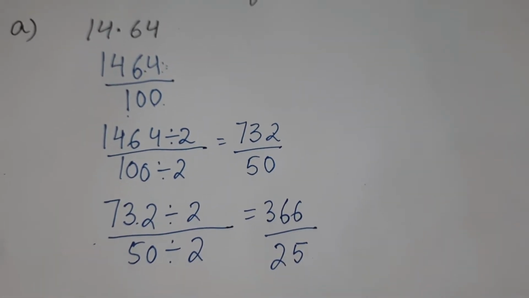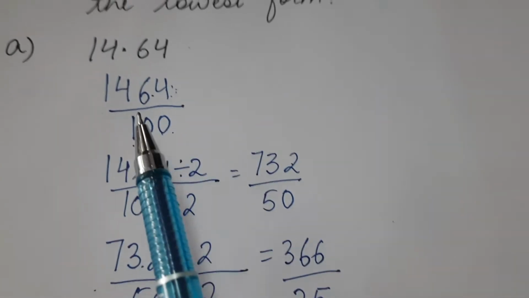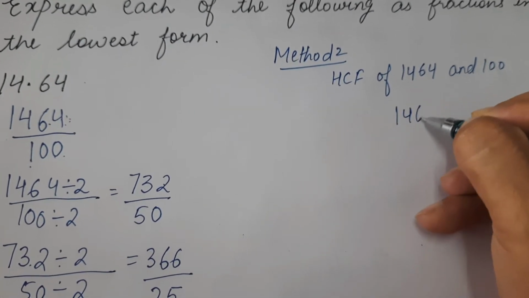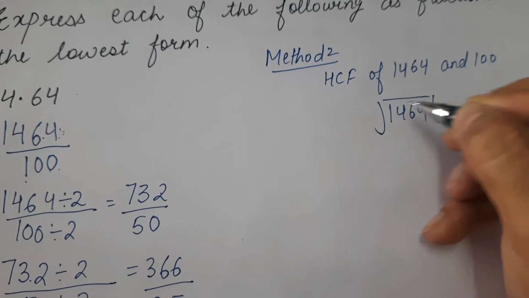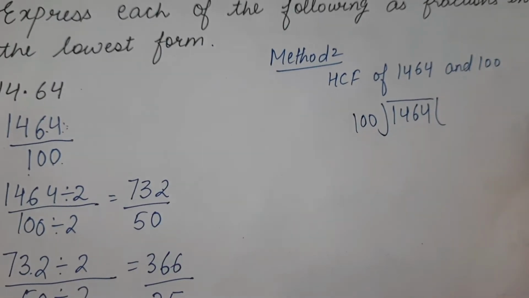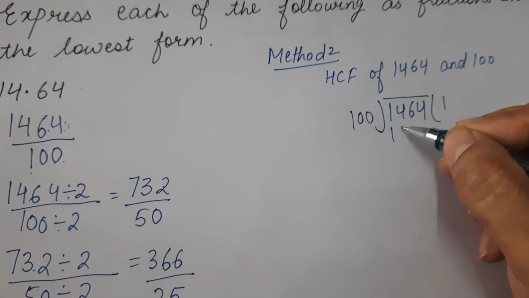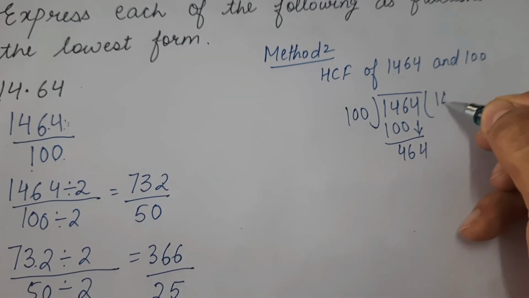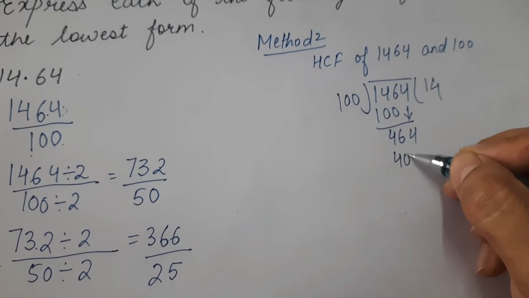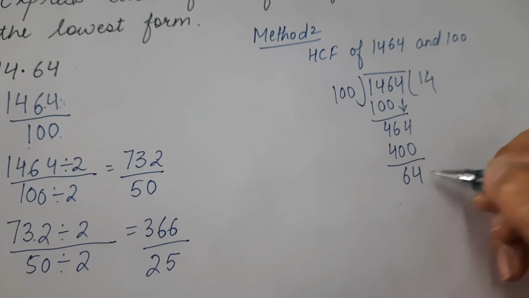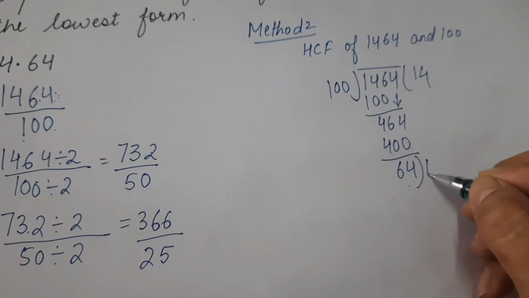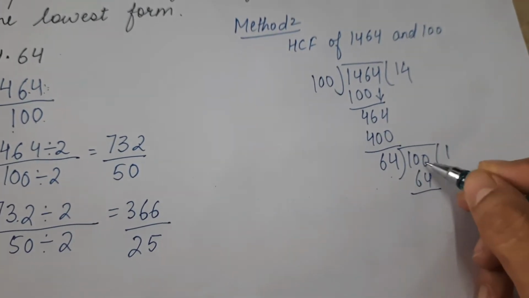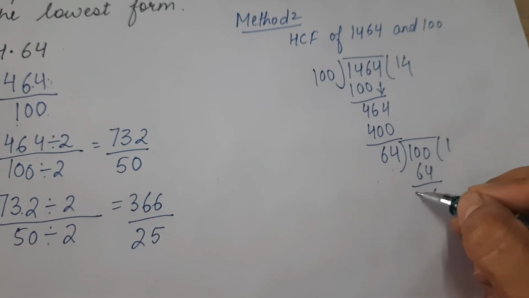There is one more method also. In that we have to find the HCF of numerator and denominator. So we will find the HCF of 1464 and 100. 100 ones are 100, 4 6, bring this 4 down, 100 fours are 400. Now subtract it, it will be 64. Now 64 will become our divisor and 100 will become our dividend. 64 ones are 64, 10 minus 4 is 6 and 9 minus 6 is 3.